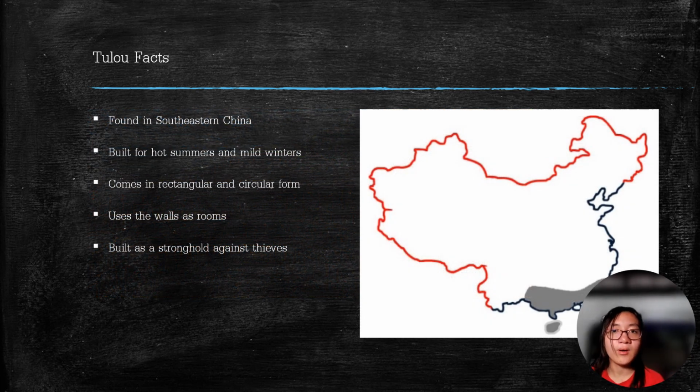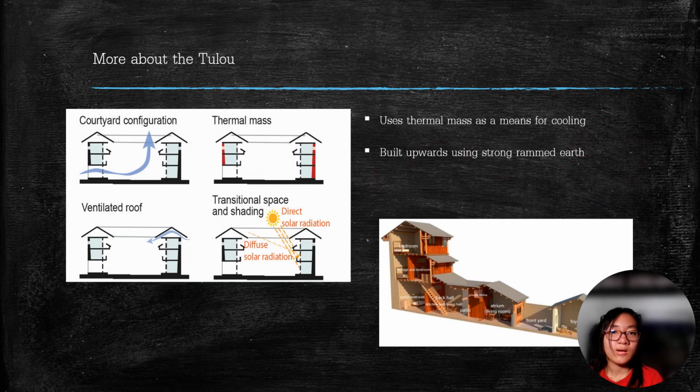The Chulou were founded in southern China, therefore they were built for hot summers and mild winters. They come in both rectangular and circular forms, and they use walls as rooms. These Chulou were built as strongholds against thieves. The Chulou is remarkable for its adjustment to climate because it was not able to copy the passive cooling strategies like cross-ventilation that would leave the people vulnerable to crime.